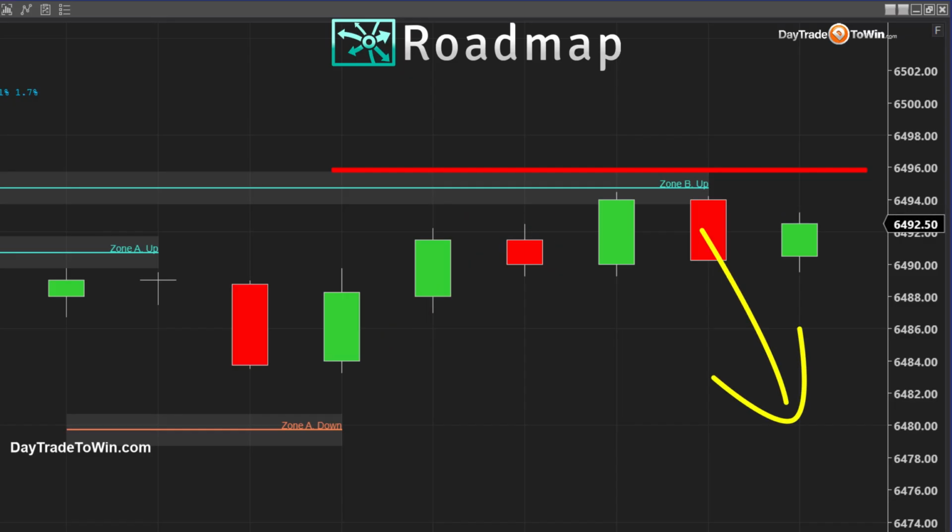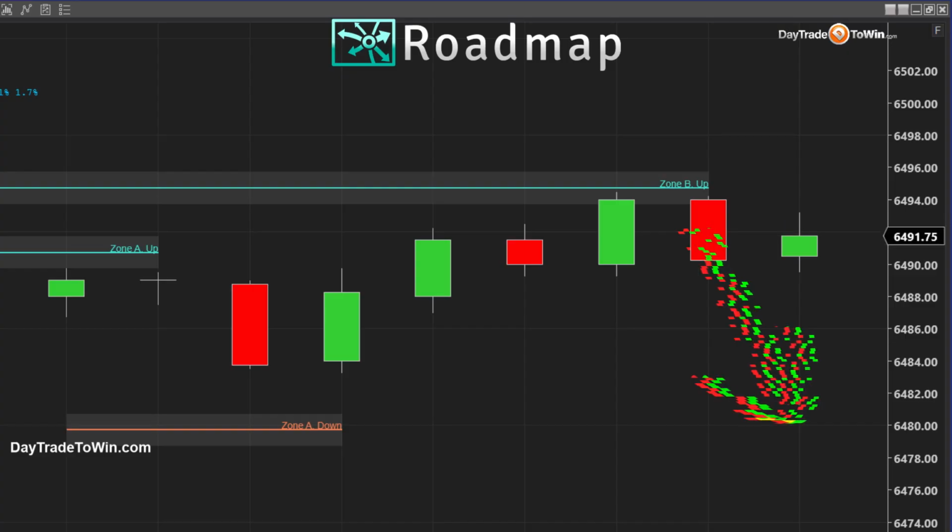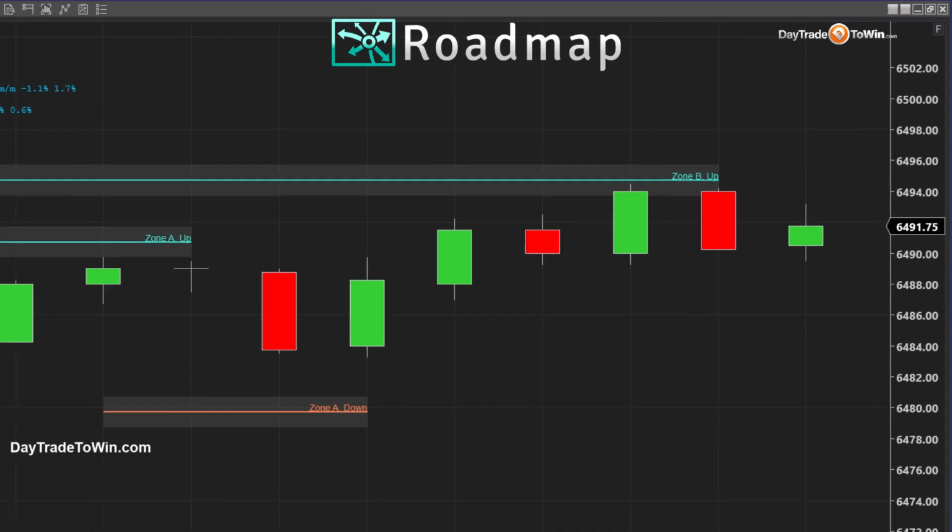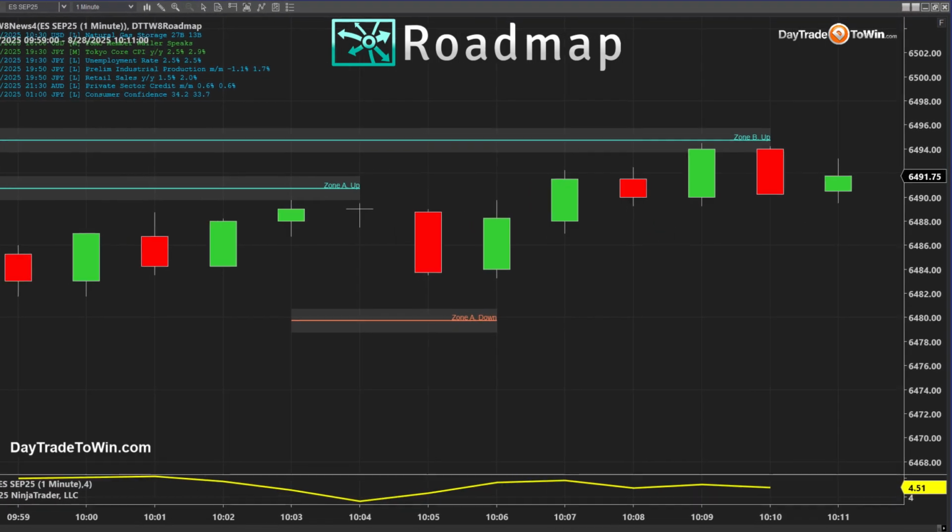This is a perfect opportunity to go short. The software will give you a signal to go short. It'll say roadmap short when the candle closes. Now there's a couple other rules that we have. The stops, the targets are based on the ATR, the average true range, about 4 points, 4.25 points.